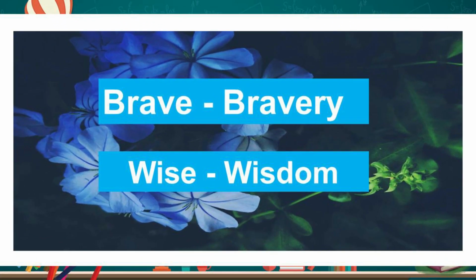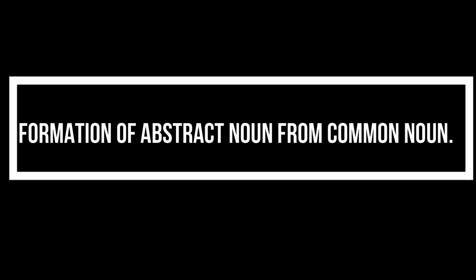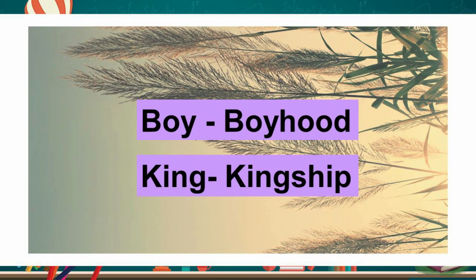Number 1. Formation of abstract noun from adjective. Brave becomes bravery. Wise becomes wisdom. Formation of abstract noun from common nouns. Boy becomes boyhood. King becomes kingship.